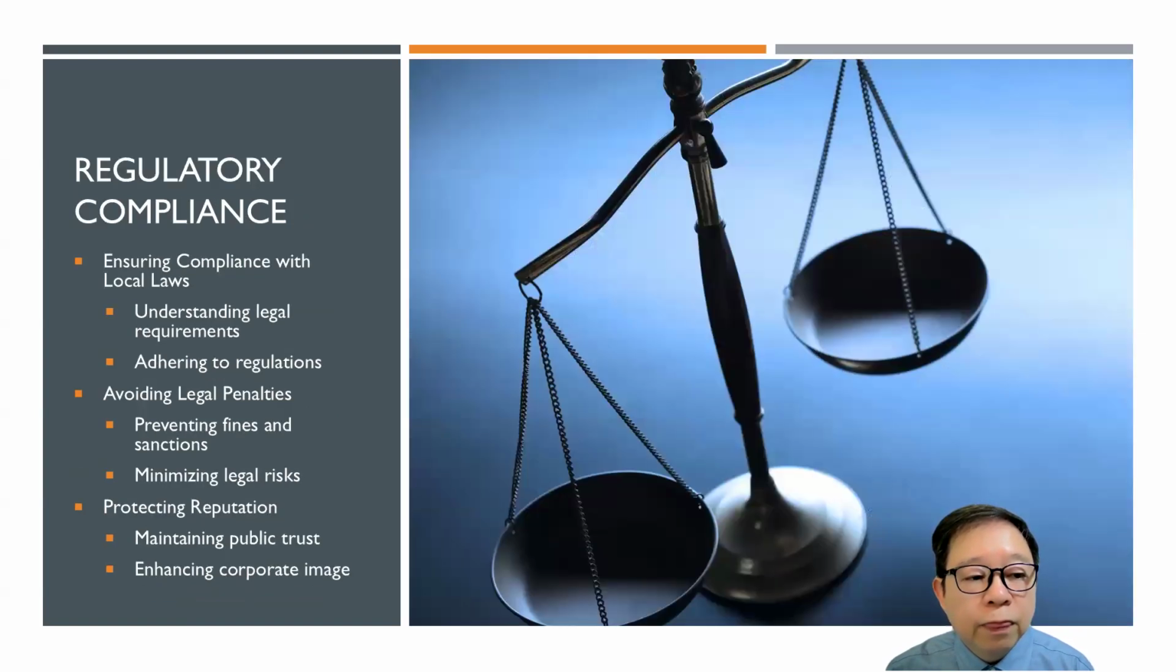Right? Yeah. So just now we mentioned the law, right? So understand the law requirement and stick to the regulation. Don't deviate from that. Avoid the legal penalties so that you can avoid fine and sanction, right? And also minimize the risk.